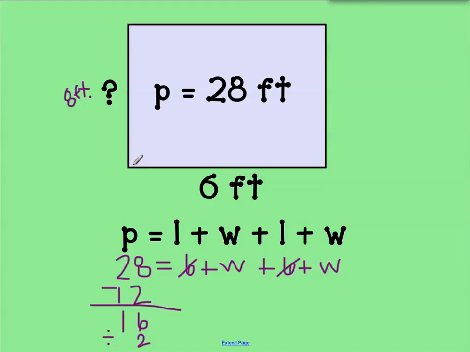Now, for those of you who totally get this and are looking for a shortcut, another way I think about it is 2 sides, one length and one width, are equal to half of my perimeter. So I think in my head, okay, 2 sides need to add up to 14, and I know that 8 plus 6 is 14. So that's a little shortcut to be able to figure it out in your head. For those of you who aren't totally comfortable with that, get in the habit of writing out the formula, writing down what you know, subtracting, and dividing what you have left over by 2 to get the measurement for one side.